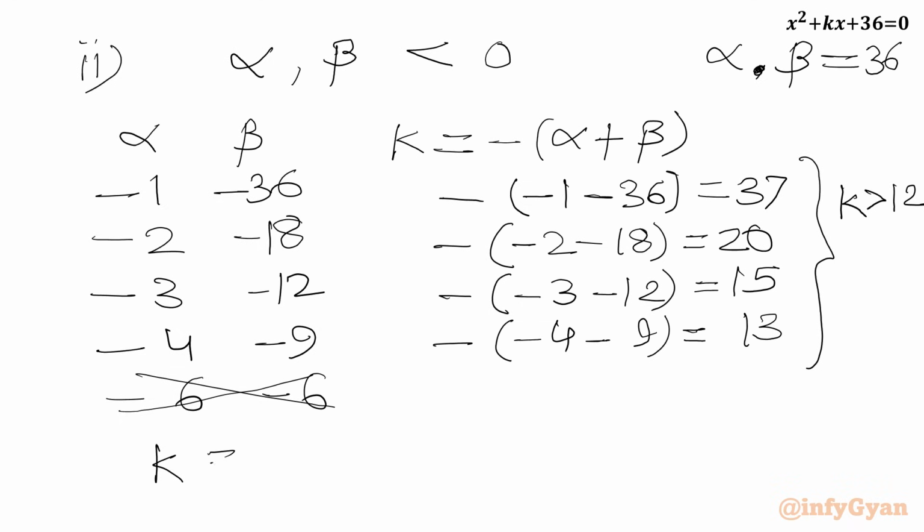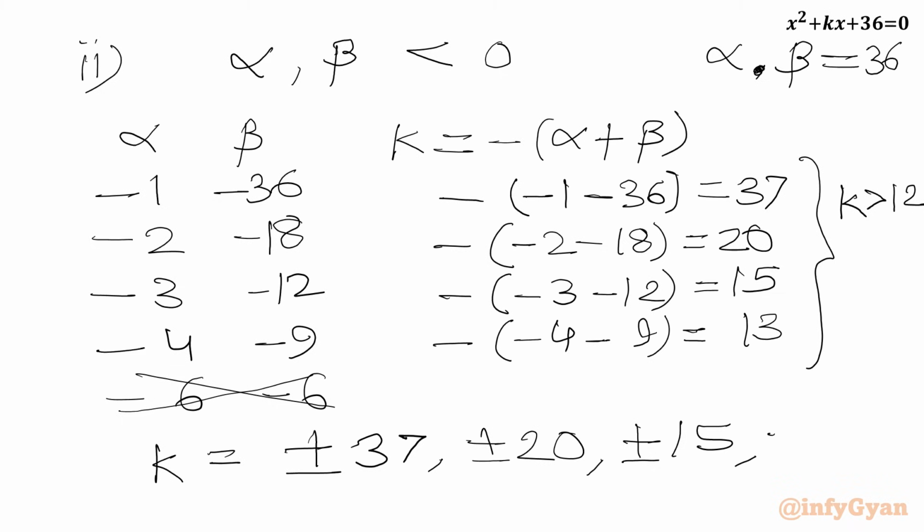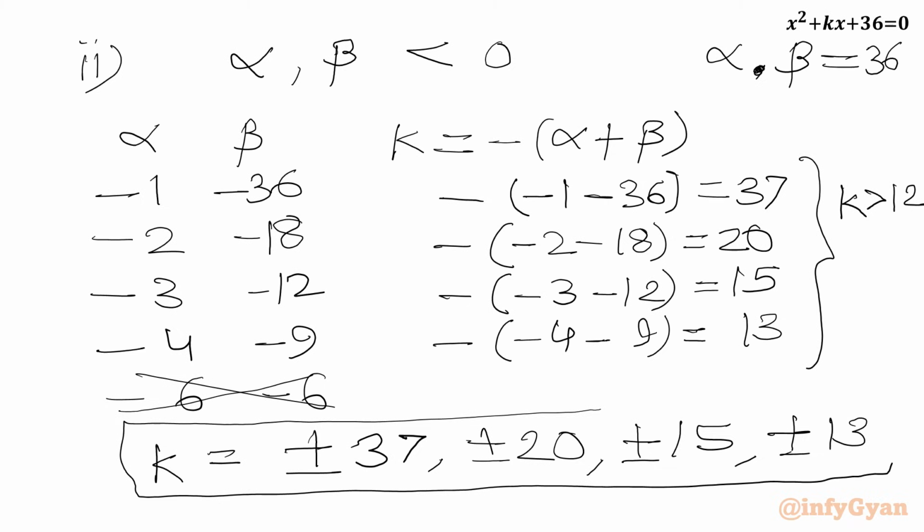So k will be equal to, in total there are 8 values: plus minus 37, plus minus 20, plus minus 15, plus minus 13. So there are 8 k values for which we will get distinct integer roots.